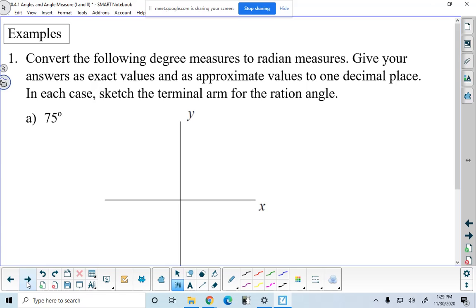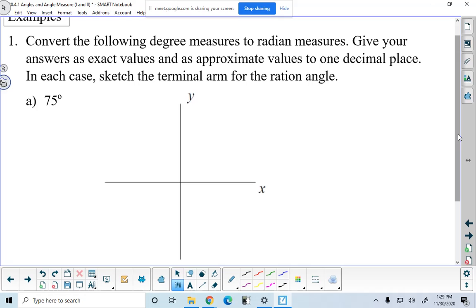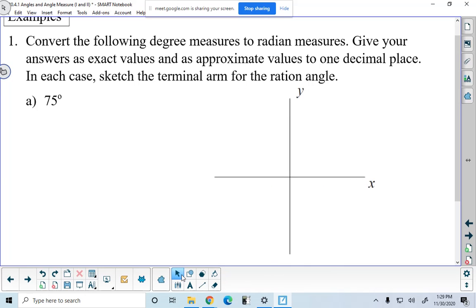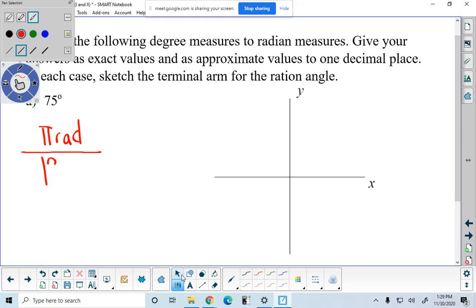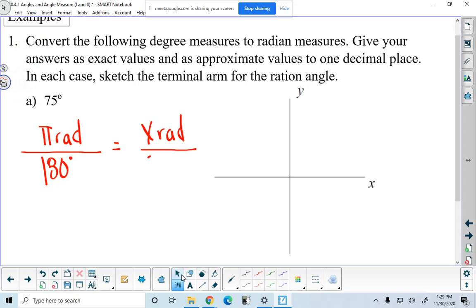So now what we're going to do is just do a quick review here to get our minds wrapped around rotation angles. Convert the following degree measures to radian measures. Now, 75 degrees is not one of those special angles on the sheet of paper we just wrote on, so we can't just look at that sheet and know the answer. But what we can do is use a ratio. And the ratio that will always be useful is to write pi rad over 180 degrees equals x radians over 75 degrees.